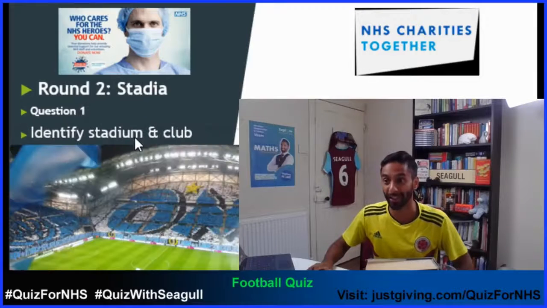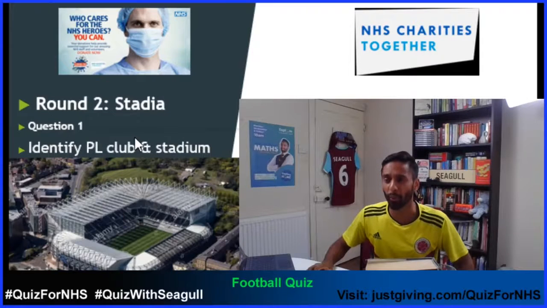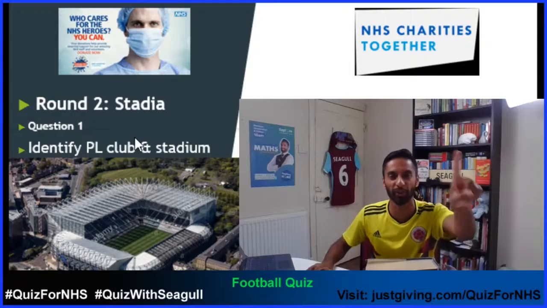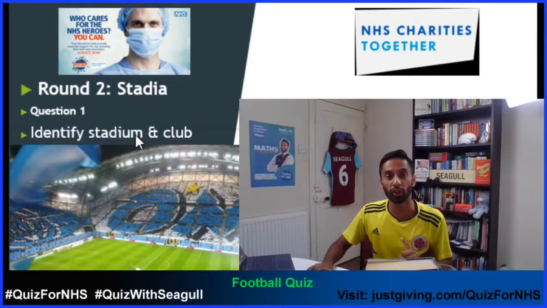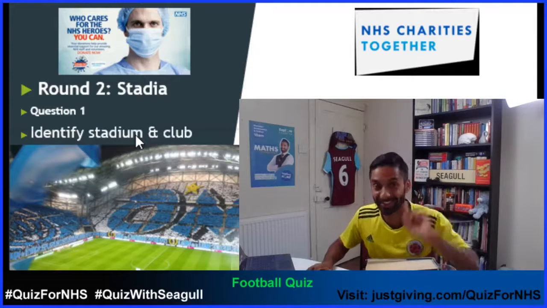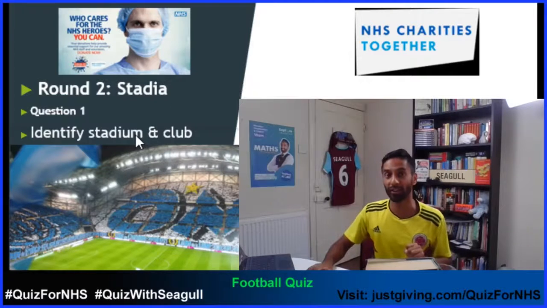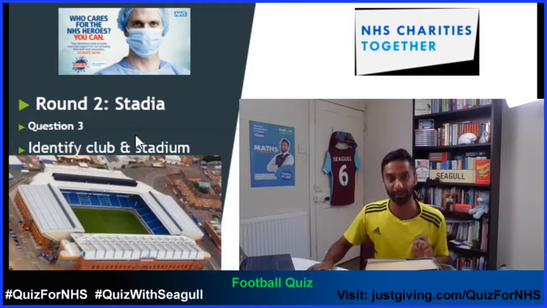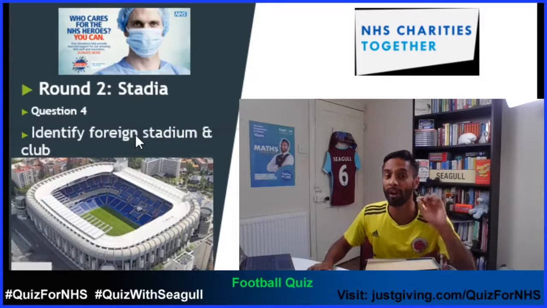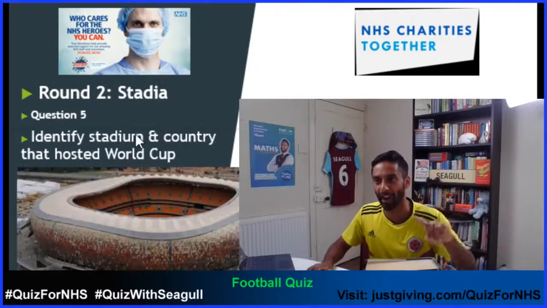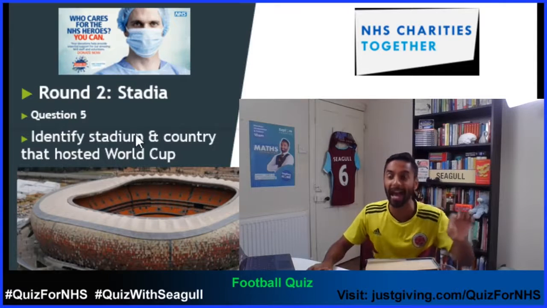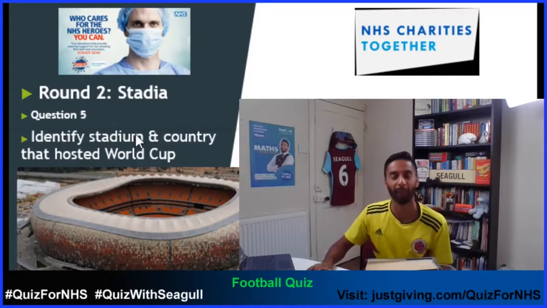So here are the questions, quickly recapped. I think I've got question 1 mixed up. So that's question 1: identify the Premier League club and the stadium. Question 2 is identify this club and stadium. Question 3, identify this club and stadium. Question 4, identify this foreign stadium and club. And question 5 was identify the stadium and the country that hosted this World Cup.